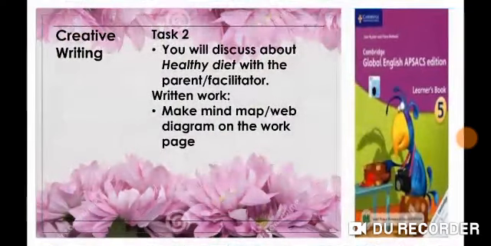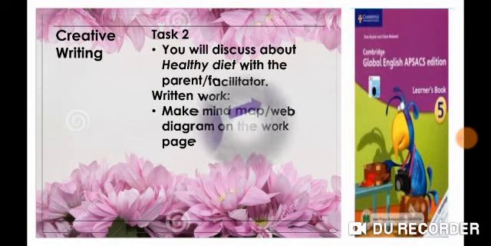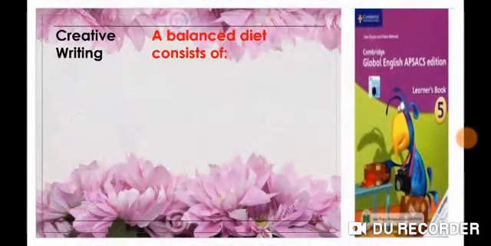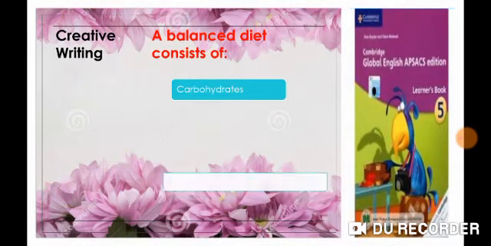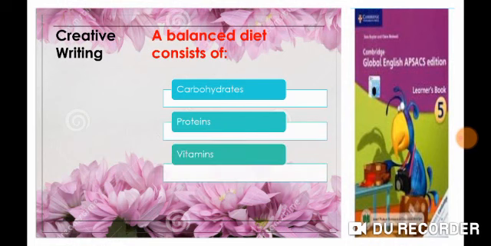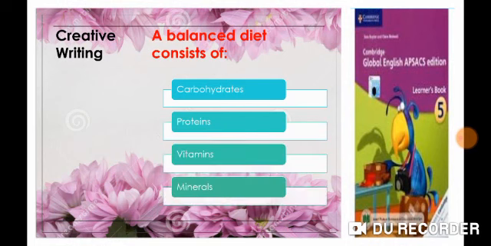Next task is you have to do creative writing. For that you need to discuss about healthy diet with your parent or facilitator, and you have to make a mind map like this. I have just mentioned the names of the food groups here. You can write examples as well, then it will be easier for you to write the paragraph. You should also know that a balanced diet consists of carbohydrates, proteins, vitamins and minerals.